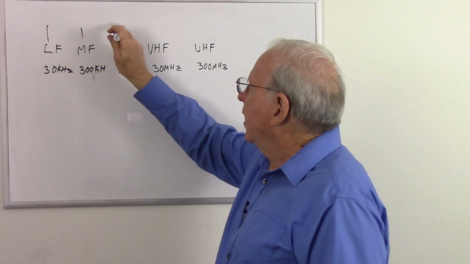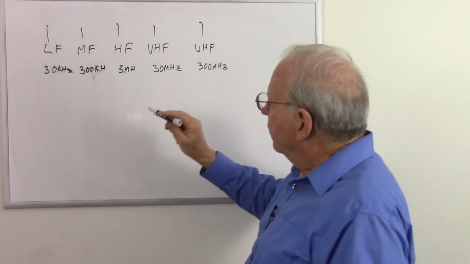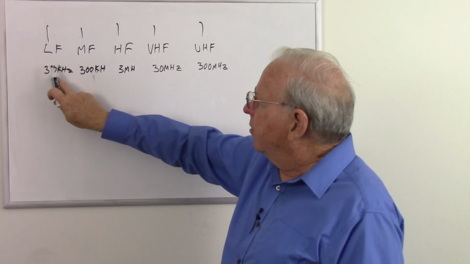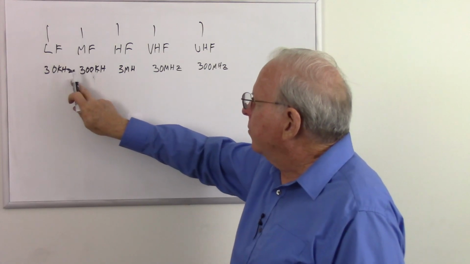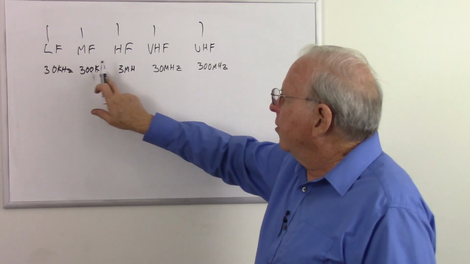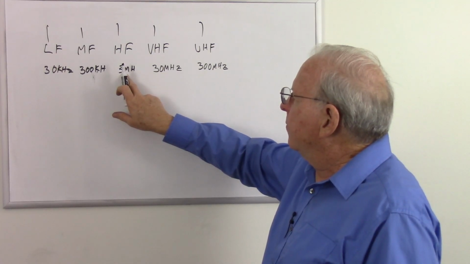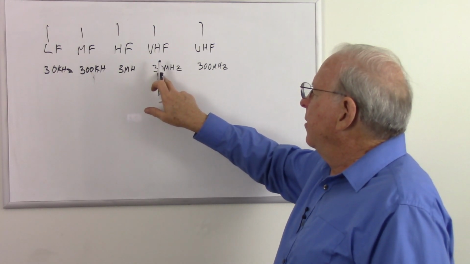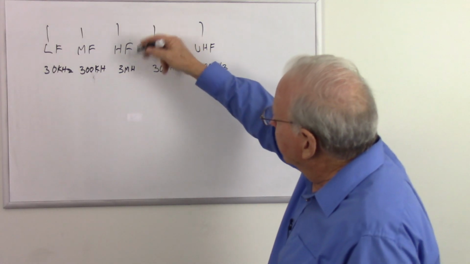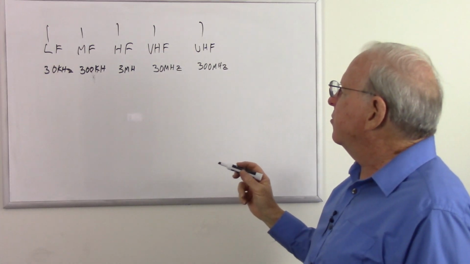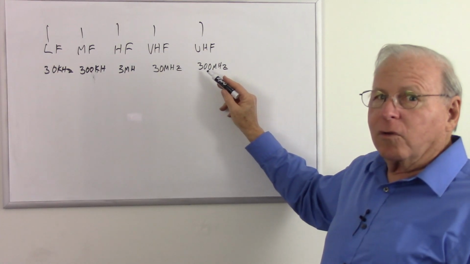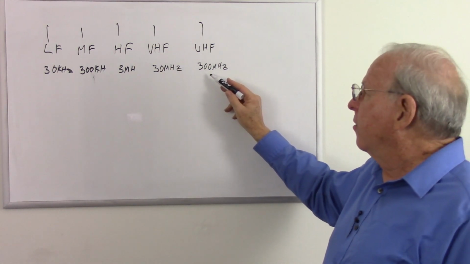Basically, I should probably draw the lines more like this. These are the starting frequencies. So 30 kilohertz to 300 kilohertz is low frequency. 300 kilohertz to 3 megahertz is medium frequency. 3 megahertz to 30 megahertz is high frequency. So these are the starting frequencies of each of those ranges. And notice we're still very far below our 300 gigahertz.